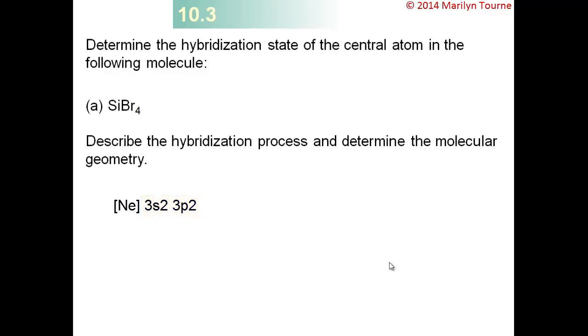So what we're going to do is promote an electron from an s orbital to a p orbital, making it an sp3 hybridization, and that accounts for the 4 bonds that silicon makes. The molecular geometry is just like CH4, so it's a tetrahedral geometry. Since there are no lone pairs on silicon, the molecular geometry is also the electron pair geometry. Pretty simple. Let's move on.